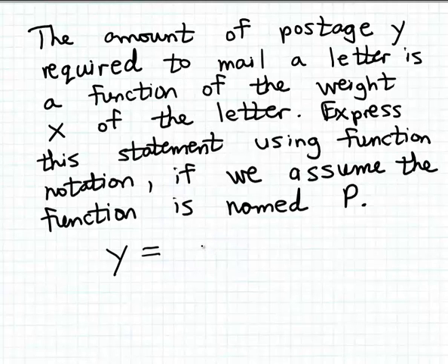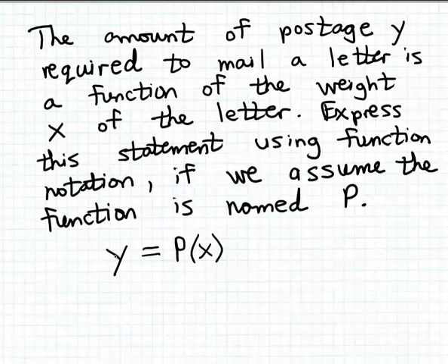Well, obviously the weight of the letter is represented by the variable X, but how are we going to incorporate the information that Y is a function of X? That's where the name of the function comes into play in this mathematical expression. So using function notation, what we're going to do here is write that Y is equal to P of X. That's how you read this equation, Y equals P of X.